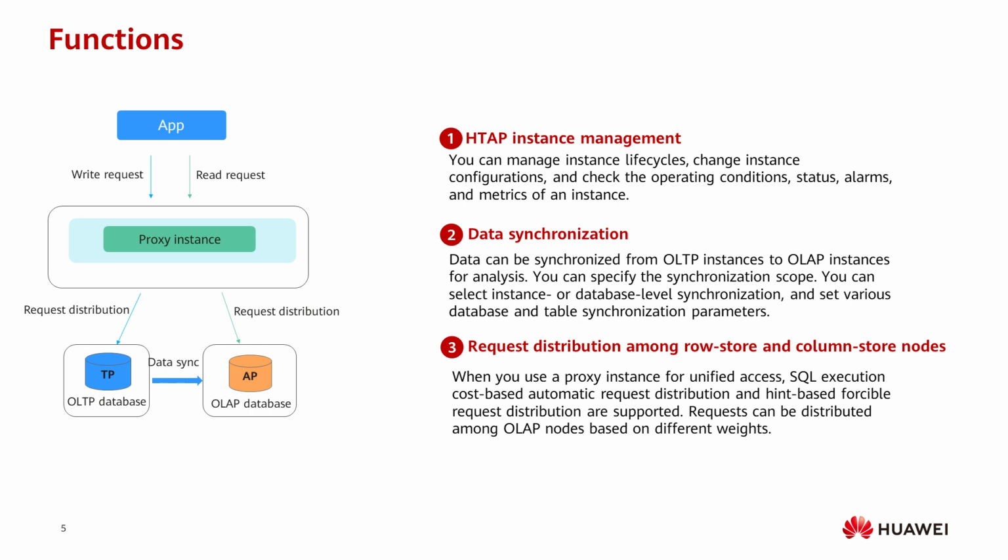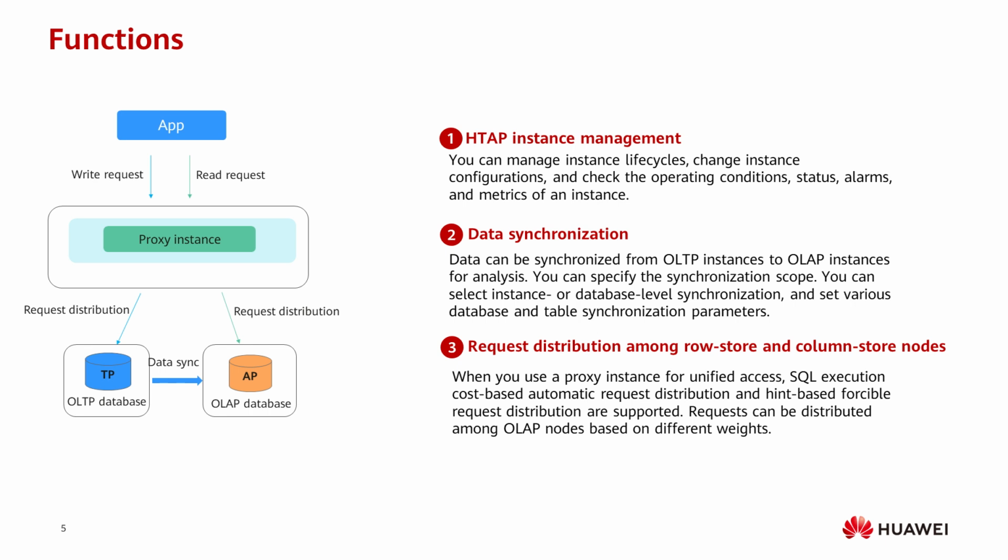Instance management. You can manage instance lifecycles, change instance configurations, and check the operating conditions, status, alarms, and metrics of an instance. Data synchronization. Data can be synchronized from OLTP instances to OLAP instances for analysis. You can specify the synchronization scope. You can select instance or database level synchronization and set various database and table synchronization parameters.